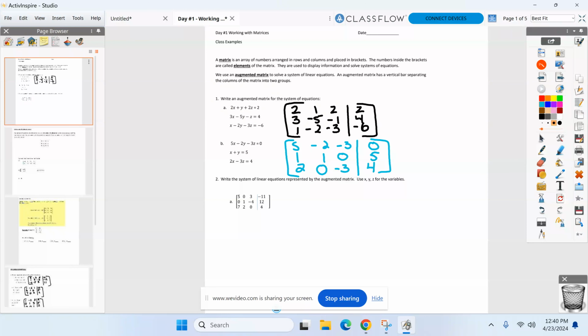All good? Think you can go in reverse now? I'll give you the matrix. You give me the three equations I started with using x, y, and z. And make sure you go across the rows to find the equation. Don't go to the columns.